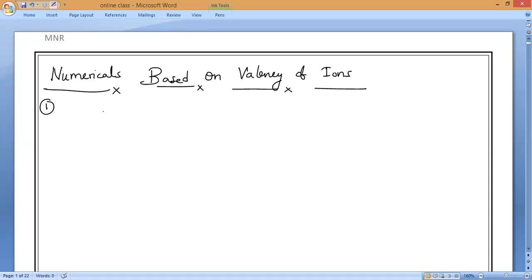Question 1, all of you write. Atomic number of oxygen is 8. Oxygen is 8. Mr. Johan, tell me, atomic number means Z or A? What is the symbol?